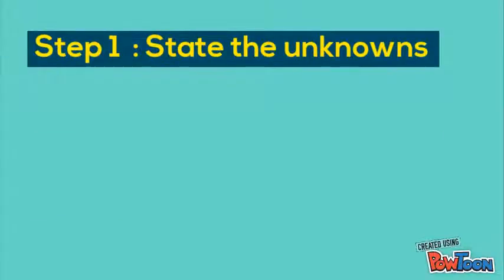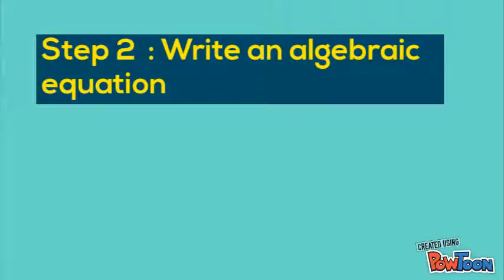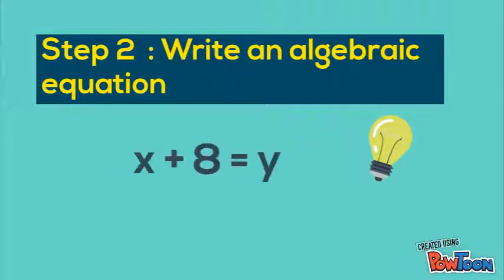The first step to solving this problem using a mapping diagram is that you have to remind your students to state the unknowns. In this case, X will represent Tom's age and Y will represent Sam's age. Next, the second step is to guide them on how to write an algebraic equation. In this case, the equation would be X plus 8 equals Y. Let Tom be X and Sam be Y.